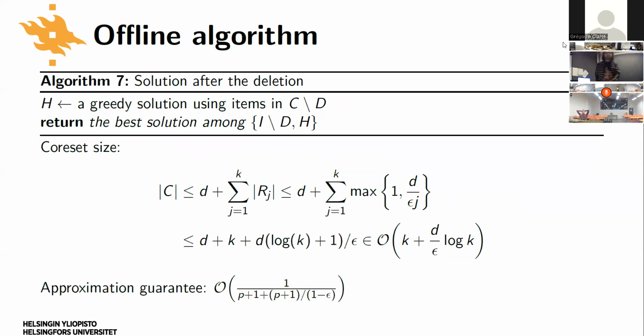Then the approximation ratio is something that looks very complex. But maybe the main point with this approximation ratio is that if P gets large, so if we increase the number of matroids, the approximation ratio will go down, so the problem becomes more difficult to solve, or you have worse guarantees. And also, if epsilon becomes large, then the guarantee will also go down. All right, so that's the offline algorithm.